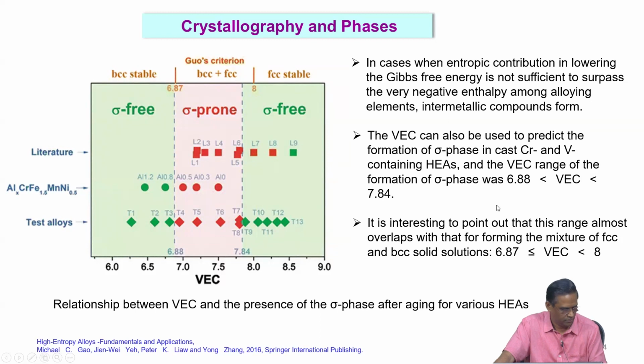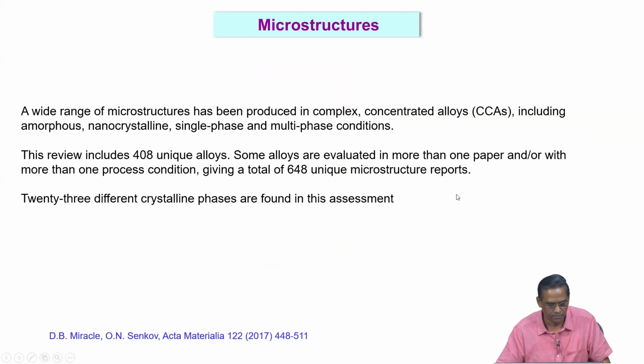Microstructures, yeah, we will finish in half an hour. So, what kind of microstructures are we looking at in high entropy alloys? A wide range of microstructures have been produced in complex concentrated alloys, including amorphous, nanocrystalline and single phase, multi-phase conditions.